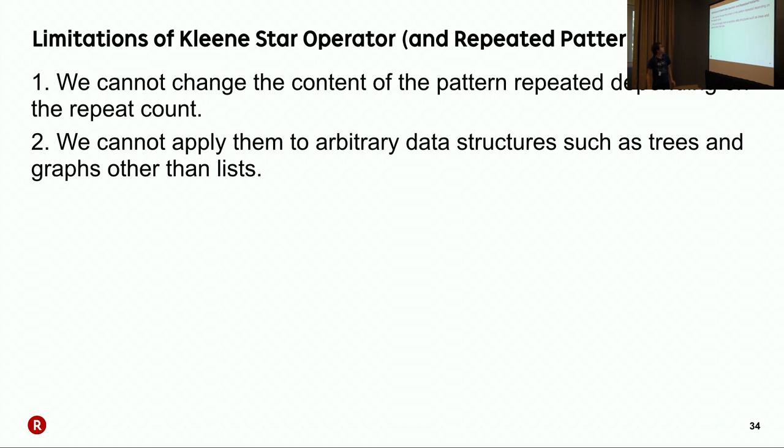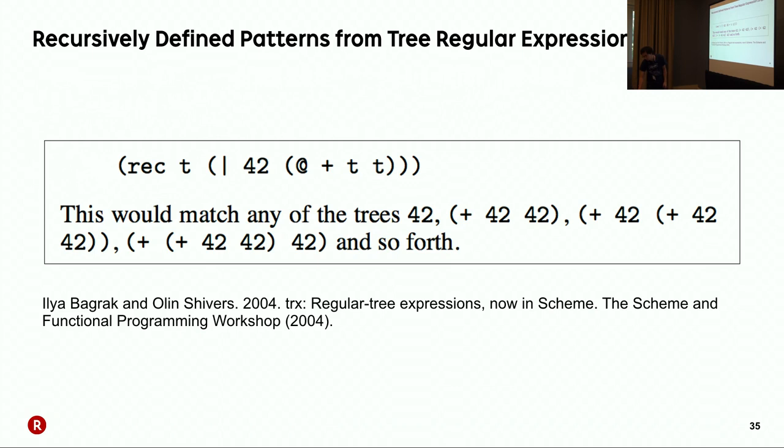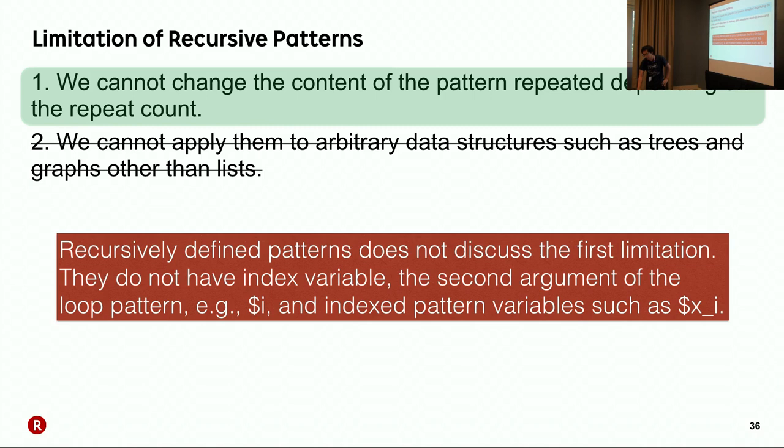As I mentioned before, the traditional repeated pattern has these two limitations. The idea of recursively defined patterns from a tree regular expression language is very similar to the loop patterns. Recursively defined patterns allow us to write recursive patterns for trees like this. However, they still suffer from the first limitation. The reason is that it does not provide a method for managing the repeat count. The advantage of the loop pattern over the recursively defined pattern is its ability to refer to the repeat count in the pattern like this.